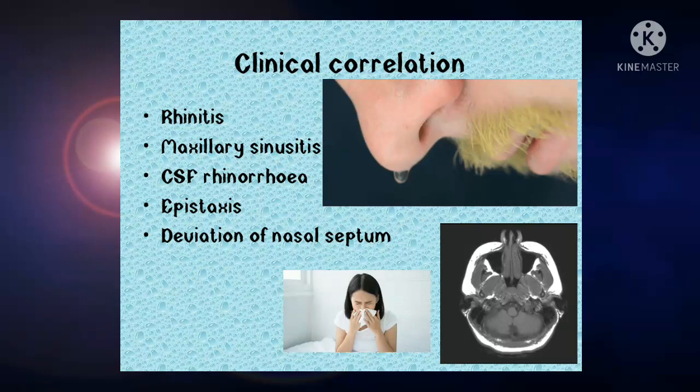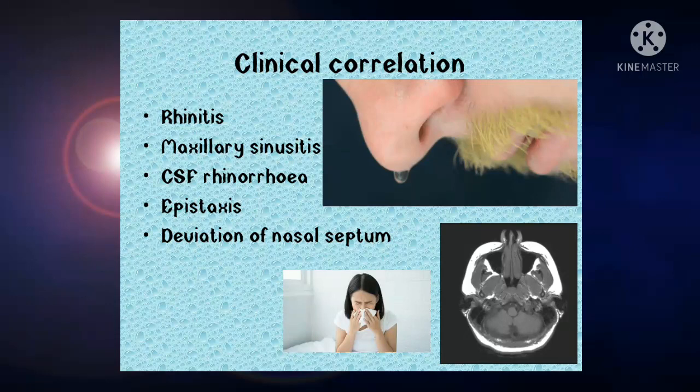Finally, the clinical anatomy. The common cold or rhinitis is the commonest infection of the nose. It may be infective or allergic or both. It commonly occurs during the changes of seasons. Then the paranasal sinuses may get affected from the nose, so it will cause maxillary sinusitis. It is the commonest of such infections.